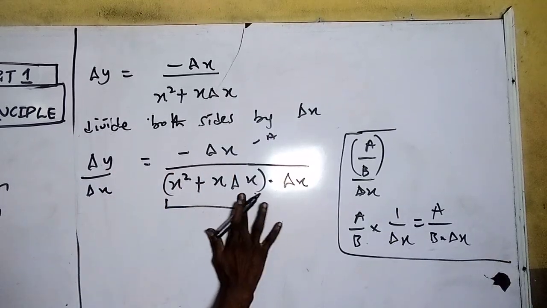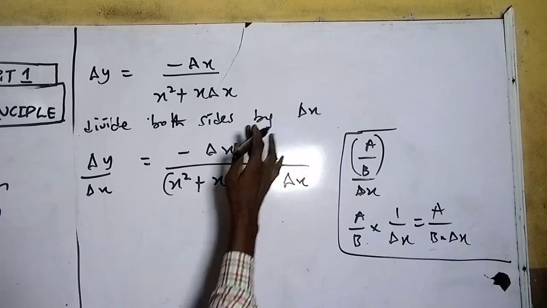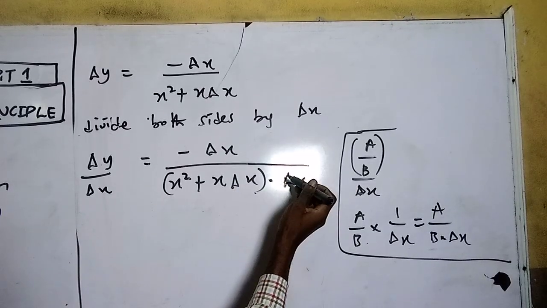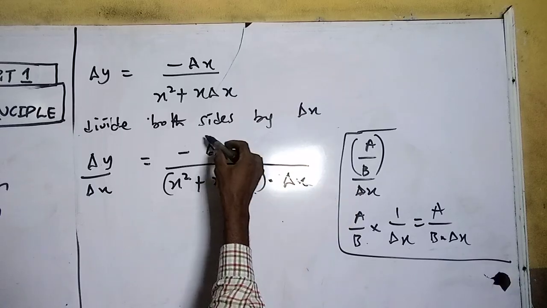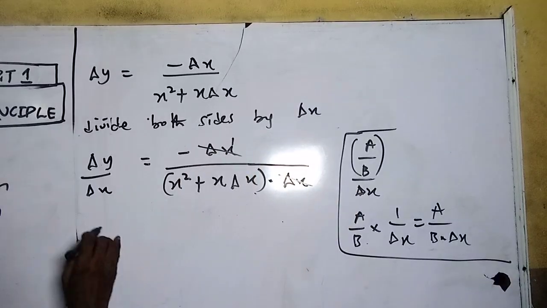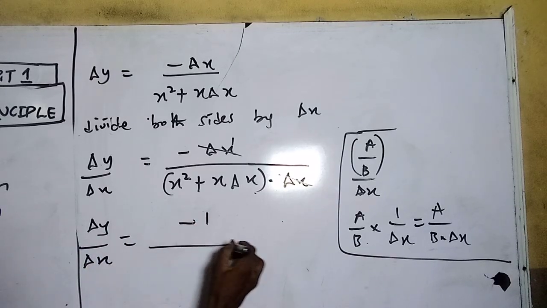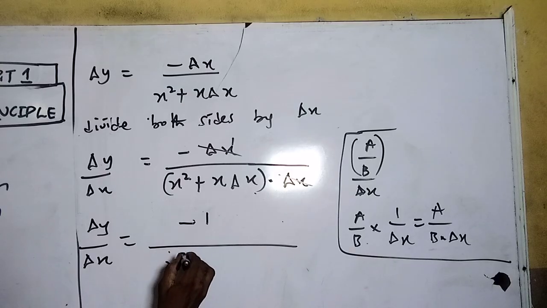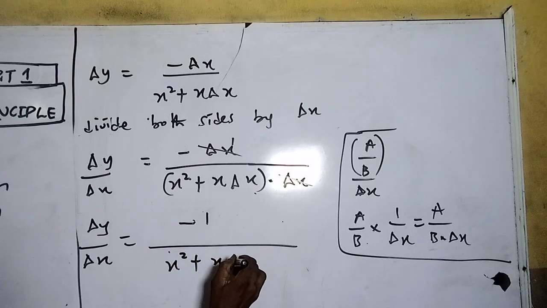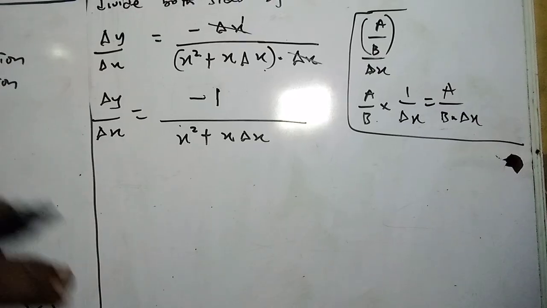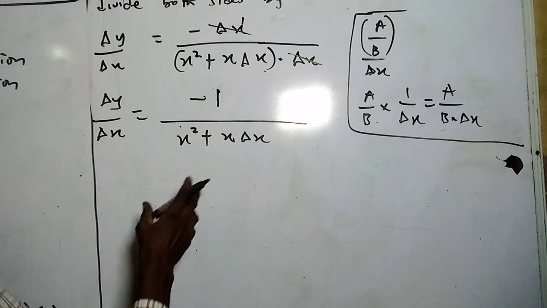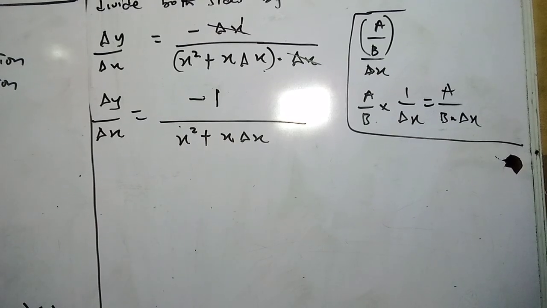So now I can remove this just for explanation. For me, this is dx over dx down, so this dx can take care of this dx. This means I have one left of it. So the next one I have is dy over dx equals minus 1 all over x squared plus x dx. So that's what I have in this part here. I can just leave this like this.